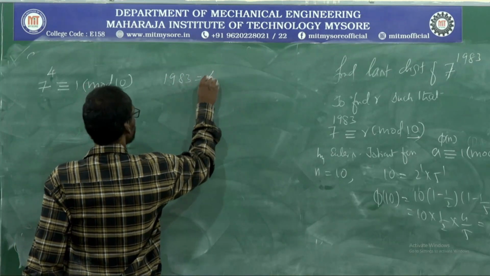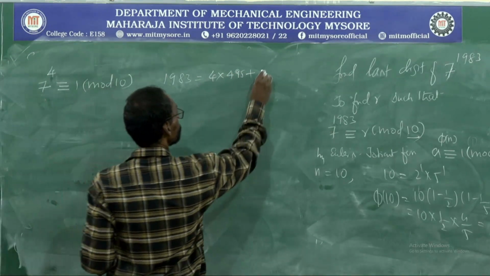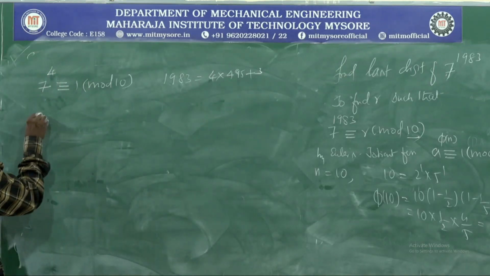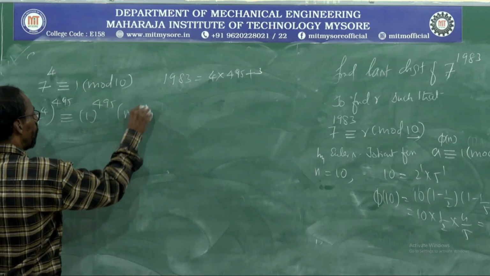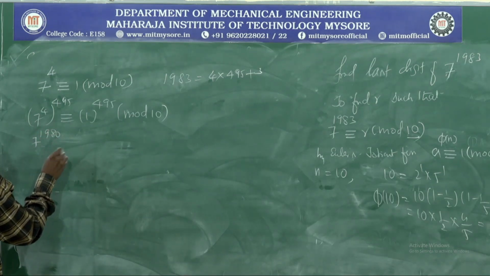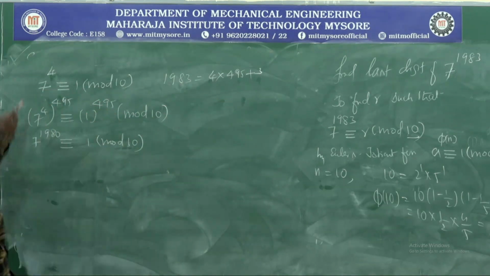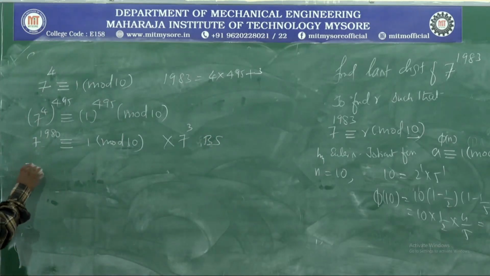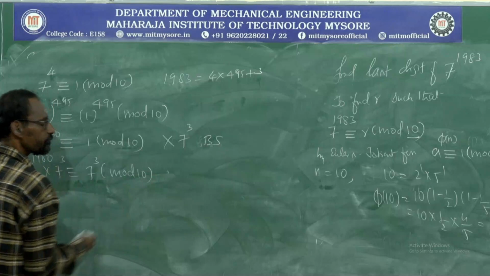But I don't want power 4, I want power 1983. We can write 1983 as 4 times 495 plus 3. So we have power 4 multiplied by 495. 7 to the power of 4, raised to 495, is congruent to 1 raised to 495 modulo 10. That is 7 raised to 1980 is congruent to 1 modulo 10. But I want additionally 3 with base 7. Multiply 7 to the power of 3 on both sides. Then we have 7 to the power of 1980 into 7 to the power of 3 is congruent to 7 to the power of 3 modulo 10.